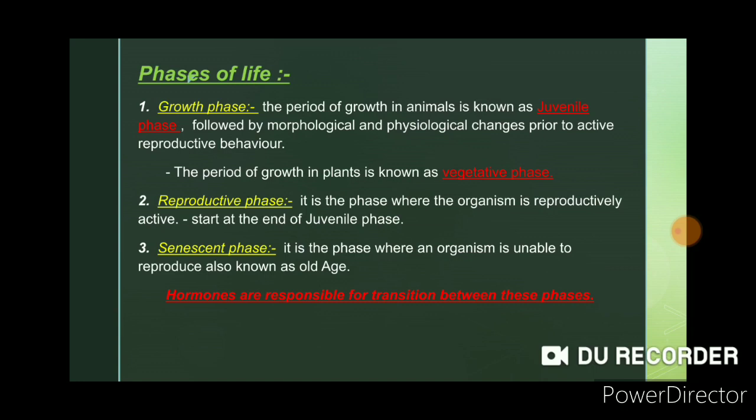Continuing. First phase we have discussed, the growth phase. Next phase we have is reproductive phase. When various morphological and physiological changes have taken place in an organism during the growth phase, the organism now enters into the reproductive phase, where the organism is reproductively active. It is marked by the end of juvenile or vegetative phase. I repeat, reproductive phase is a phase where an organism is reproductively active and can produce new offspring.